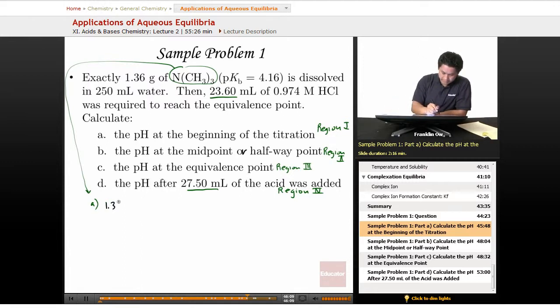So 1.36 grams of the trimethylamine, and we're going to go ahead and divide this by its molar mass, which is approximately 59 grams. And that's going to give us 0.023 moles of the trimethylamine.